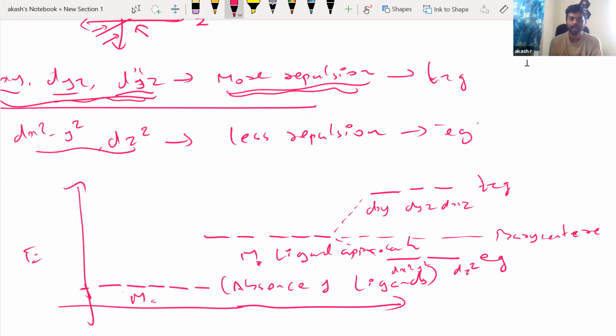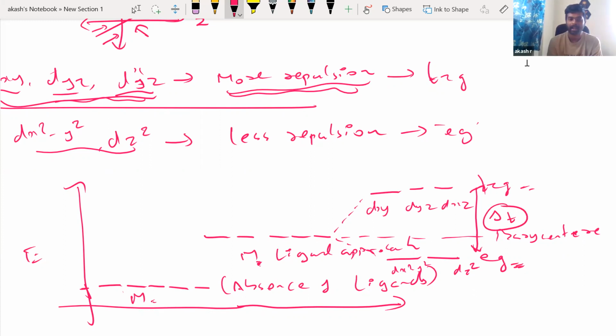Right? Okay. And obviously the total energy difference between these two, that is the energy difference between EG and T2G, is going to be called del T. Last time we called it del O because it was octahedral complexes, and this time we are going to call it del T.